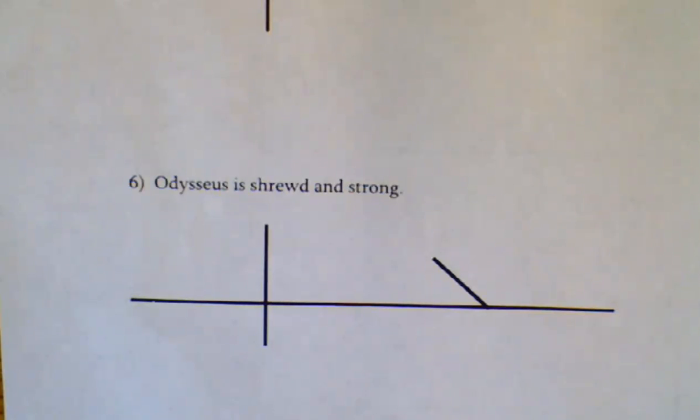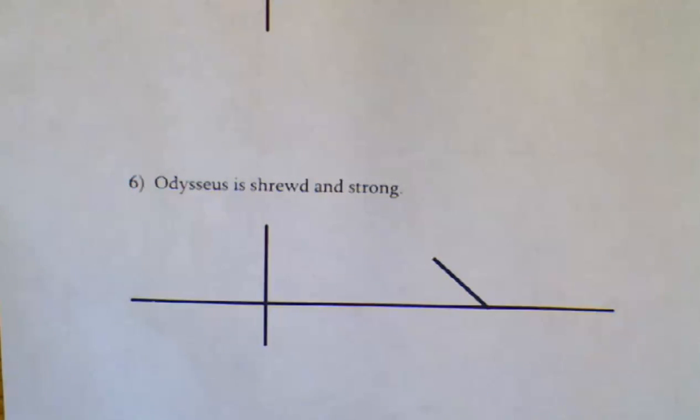Okay, so we've got the basics down on identifying the difference between an AVP versus an LVP, action verb predicate versus linking verb predicate. Now let's go ahead and see it in action and diagram it. In this sentence, Odysseus is shrewd and strong.